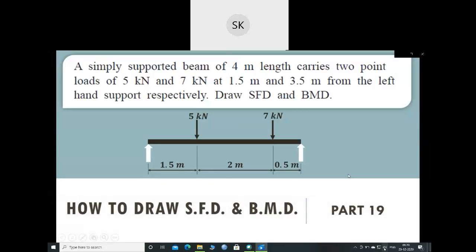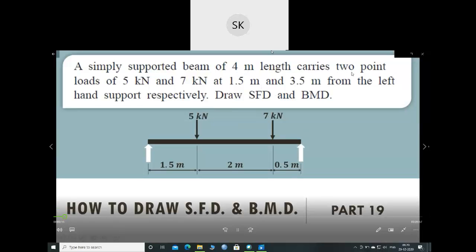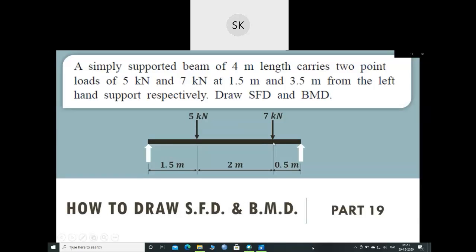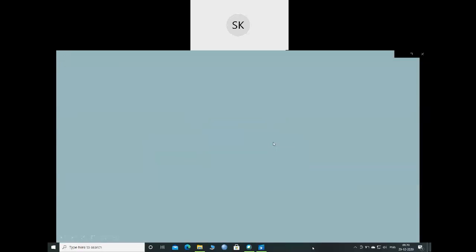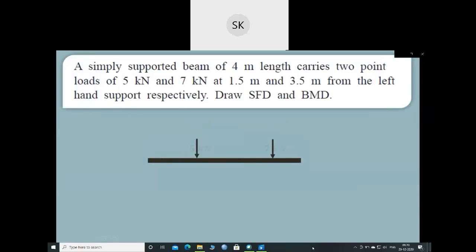Shear force and bending moment diagram in case of a simply supported beam of span 4-meter length, and it is carrying 2-point loads of 5 kilonewton and 7 kilonewton at 1.5 meter and 3.5 meter from the left-hand support respectively. So first we'll find out the reactions for this particular arrangement, which is as shown over here. So RA and RB we'll have to find out.